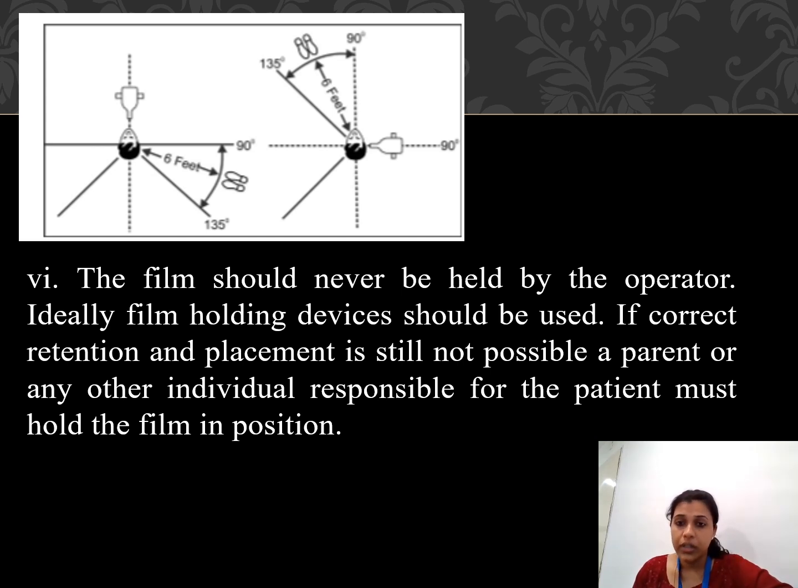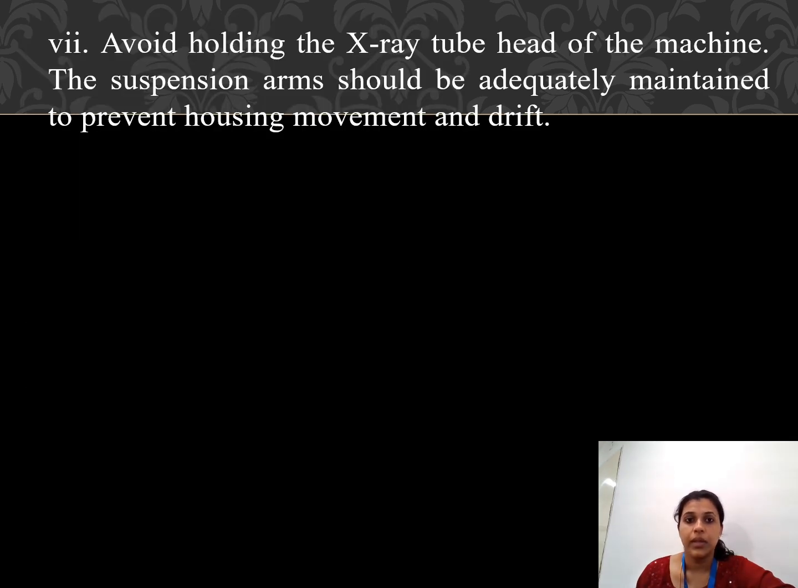If it is a pediatric patient and it is not possible, a parent or those who are accompanying the child and are responsible for the patient must hold the film in position. And avoid holding the X-ray tube head of the machine. The suspension arm should be adequately maintained to prevent the housing movement and drift.